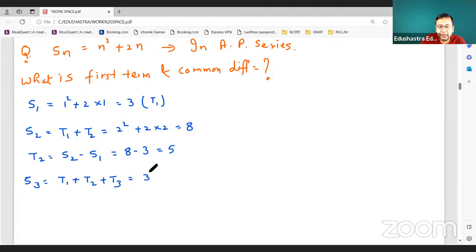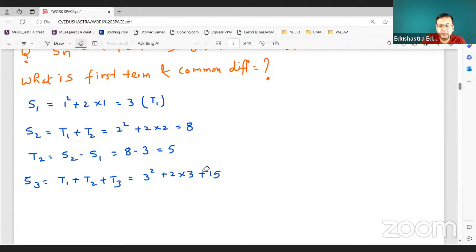If I calculate the S3, so S3 is nothing but T1 plus T2 plus T3, right? So this is 3 square plus 2 into 3. 9 plus 6, that is 15, right? So if I want to calculate the T3, so T3 is what? Sum of 3 terms minus sum of 2 terms. That is 15 minus 8, which is coming out to be 7, right?